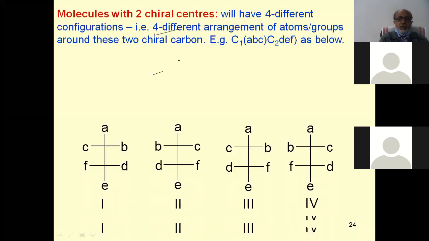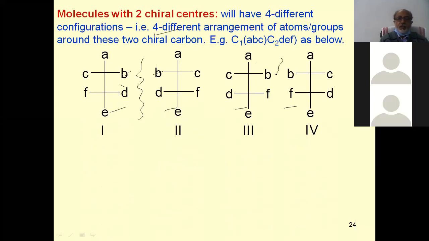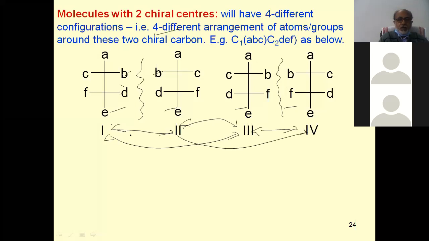So let us see here. This is 1, 2, 3, 4. But 1 and 2 are mirror images, and 3 and 4 are also mirror images of each other. So 1 and 2 are enantiomers of one another, and 3 and 4 are the enantiomers of one another. But 1 and 3, or 2 and 3, or 2 and 4, or 1 and 4, are not mirror images, but optical isomers of the same compound.